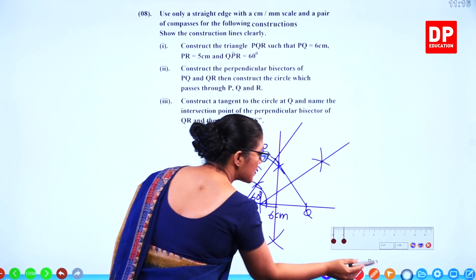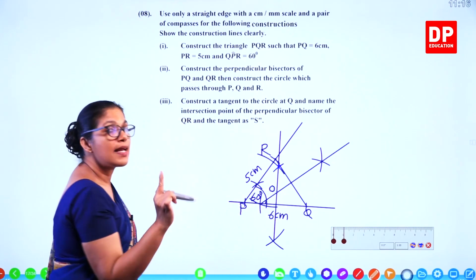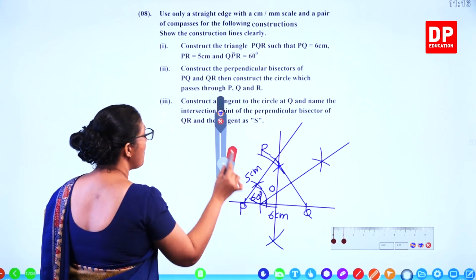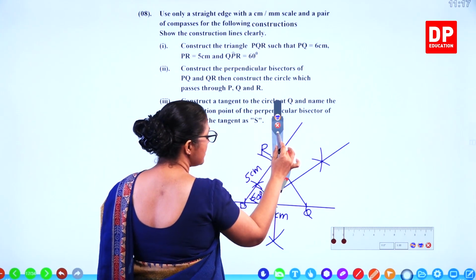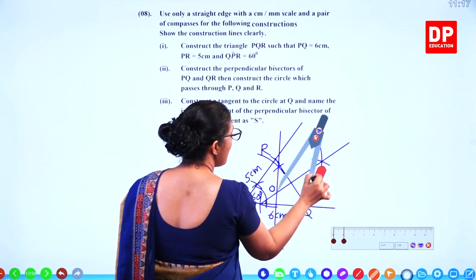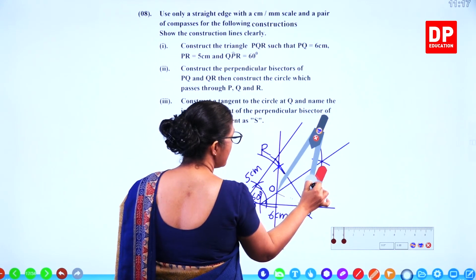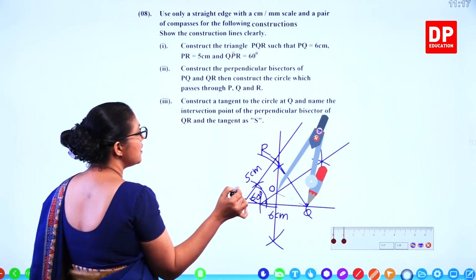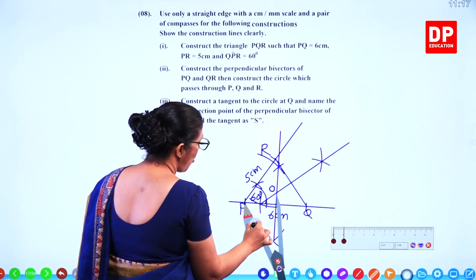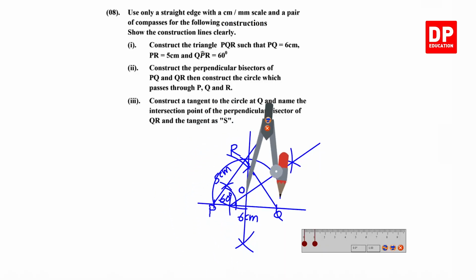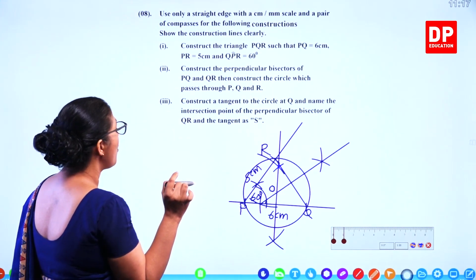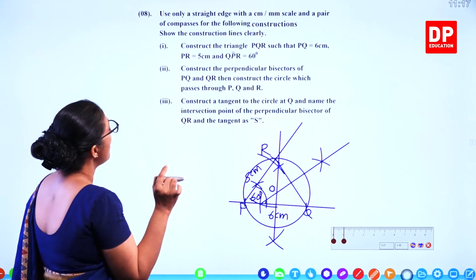So the intersecting point of these two is the center of the circumcircle. So we'll take the compass and we can take any distance, either OQ or OR or OP. That's the radius. So we'll take this distance and this should pass through all the points. So we'll draw the circle. That's called the circumcircle, passes through all the 3 points. So that's the second part.